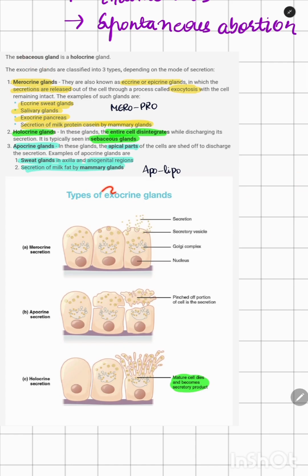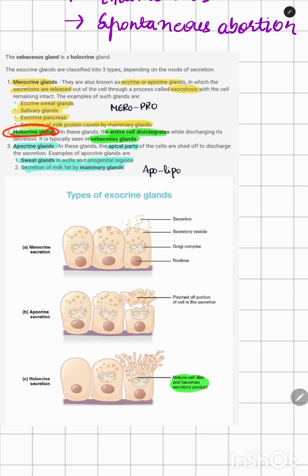Now we will speak about the types of exocrine glands. Right, there are 3 types of exocrine glands. The first one is merocrine gland. Merocrine gland is also known as eccrine or epicrine glands. So the secretions are released by a process known as exocytosis from the secretory vesicle. A mnemonic to remember is merocrine sounds like pro. Mero, pro. These are like rhyming words. So the milk protein casein is secreted by this mechanism, or it is an example for merocrine gland. So secretion of milk protein, that is casein, by mammary glands is an example for merocrine gland. The other ones include the sweat glands, salivary glands, and exocrine pancreas.